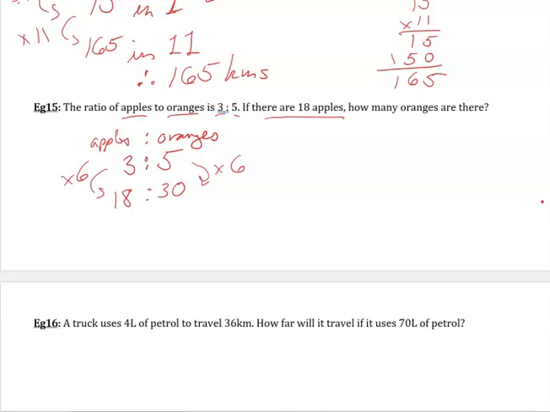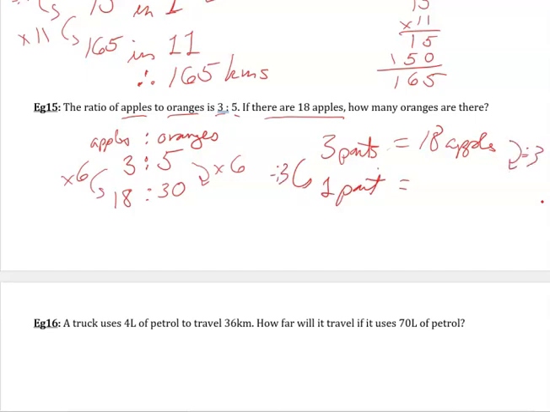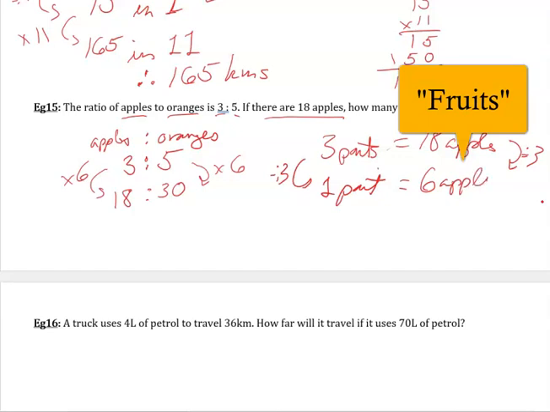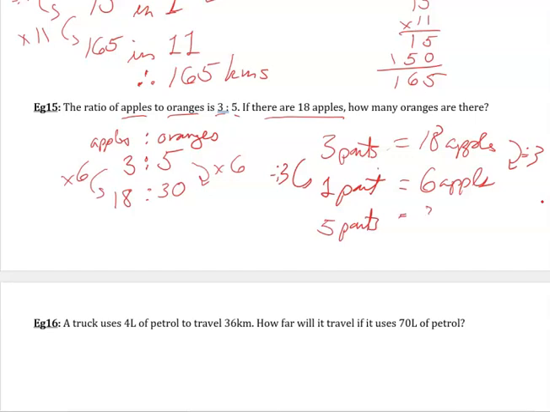If I wanted to, though, use the unitary method, so this is the fruit. What is 1 unit of fruit? In total, there's 3 to 5. But what's 1? I've got 3 parts is equal to 18 apples. So what's 1 part? Divide by 3, divide by 3. It's 6, isn't it? 6 apples. So sure enough, just like the other way I figured it out, if I multiply 6 times 5, I will still end up with 5 parts equals 6 times 5 is 30. And that would be the oranges.